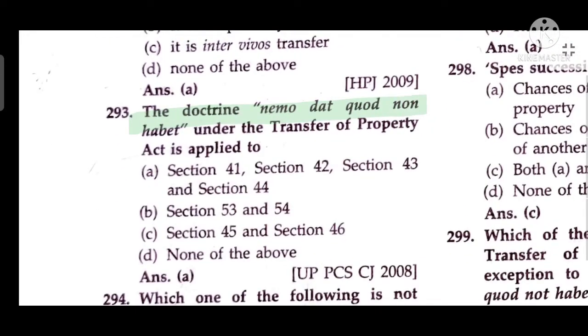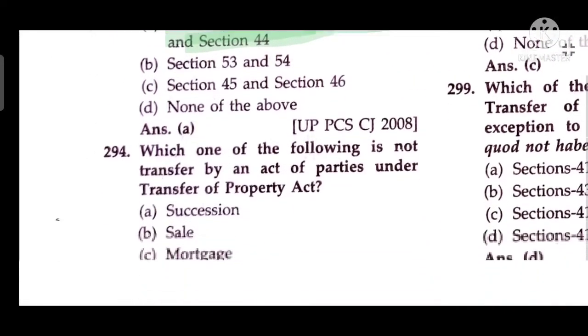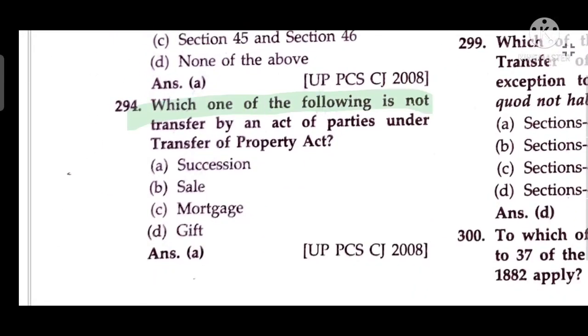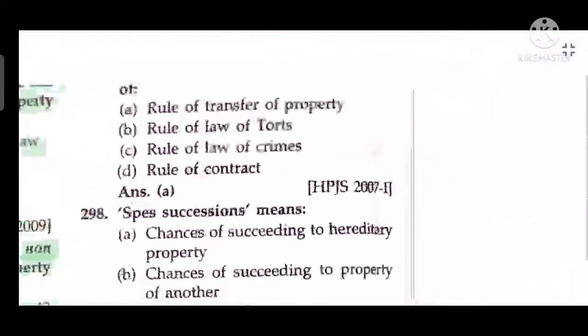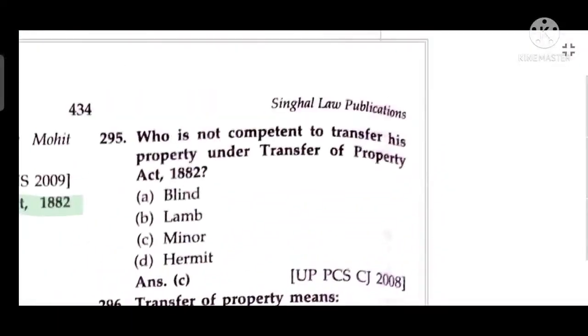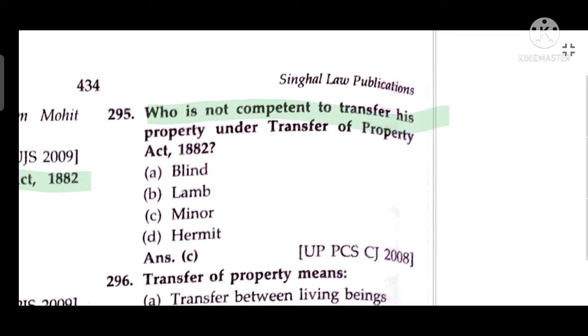The doctrine of nemo dat quod non habet under Transfer of Property Act applies to section 40, section 42, section 43, 44. Which one of the following is not a transfer by the act of party under Transfer of Property Act? Succession. Who is not competent to transfer his property under Transfer of Property Act 1882? Minor.